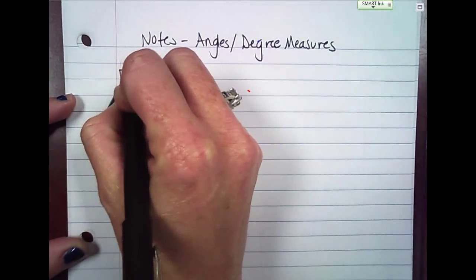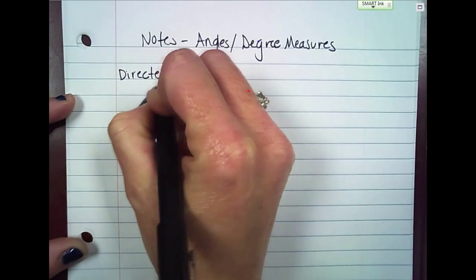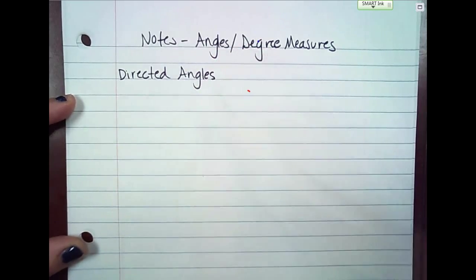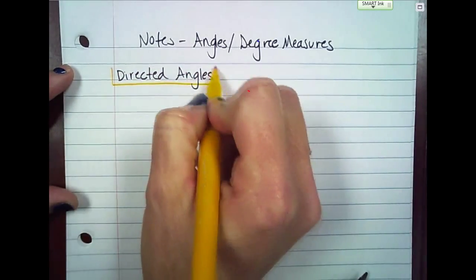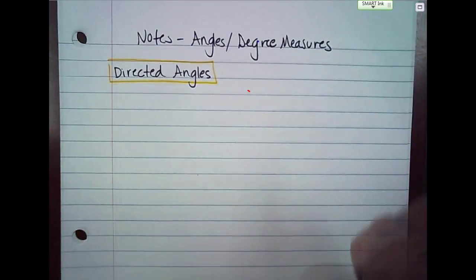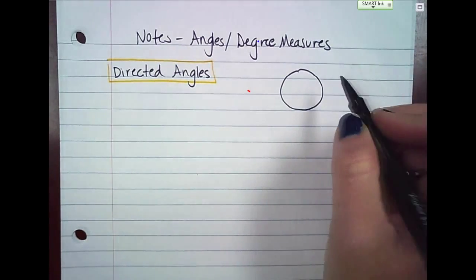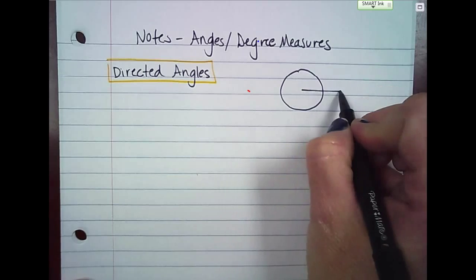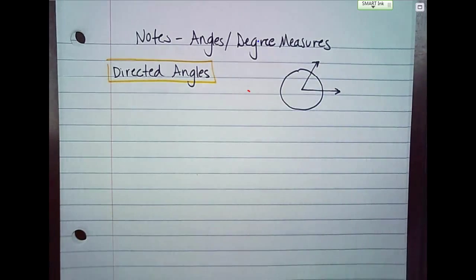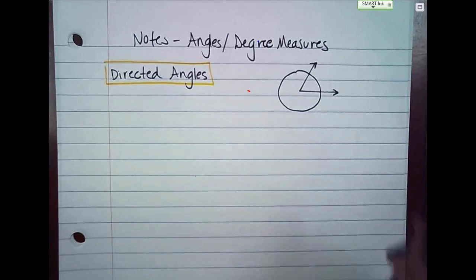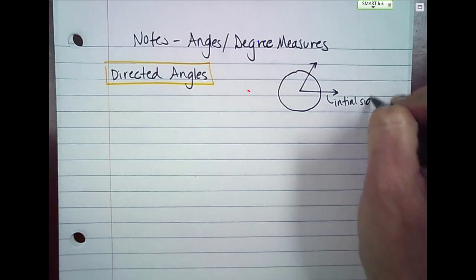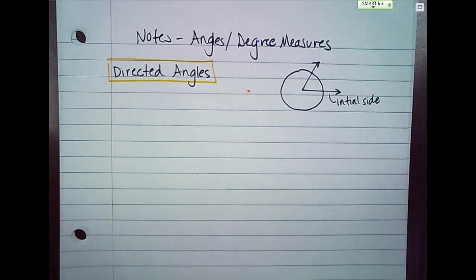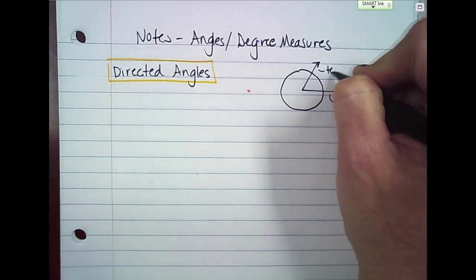So we're going to write the definition, directed angles. And directed angles have two things. They're either a positive direction or a negative direction. Here's a circle. And you'll notice when I started counting, I started at 0, didn't I? On the x-axis, the positive side. They call that the initial side. In other words, initial meaning where you're going to start, right? And when you stop, where I ended up, they call that the terminal side.